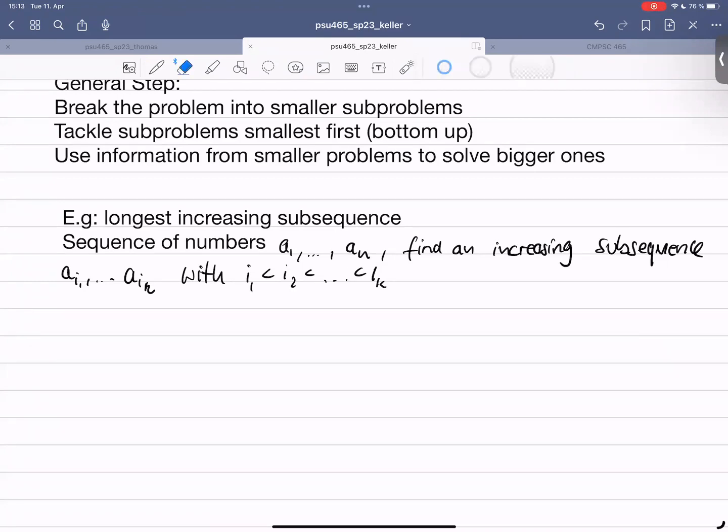And it's an increasing subsequence. What increasing means here is that A_i1 is strictly smaller than A_i2, which is strictly smaller than A_i3, and so on. I'll show you an example. And we want to find the one with maximum k, so the largest sequence that satisfies these conditions.